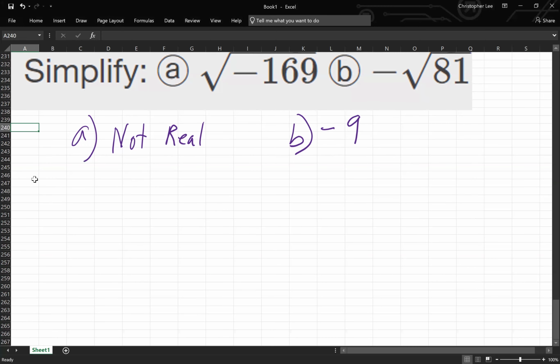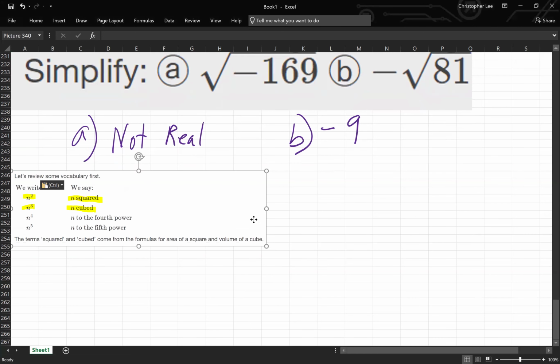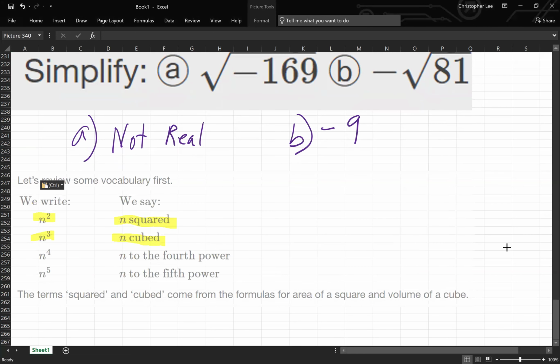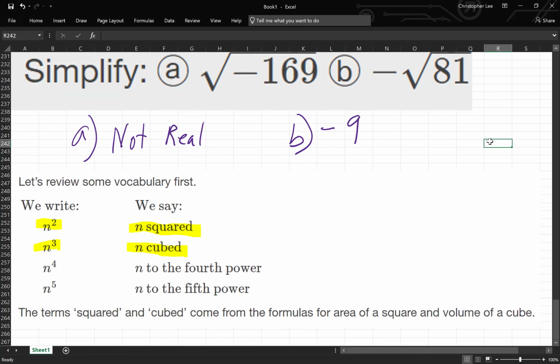So I want to do some vocabulary real quick. Well, you guys are not confused in your other classes. All right, so let's review some vocabulary first. We write n squared, and we say n squared. We write n cubed, and we say n cubed, and then we say n to the fourth power, n to the fifth power. The terms squared and cubed come from the formulas for the area of a square and the volume of a cube.